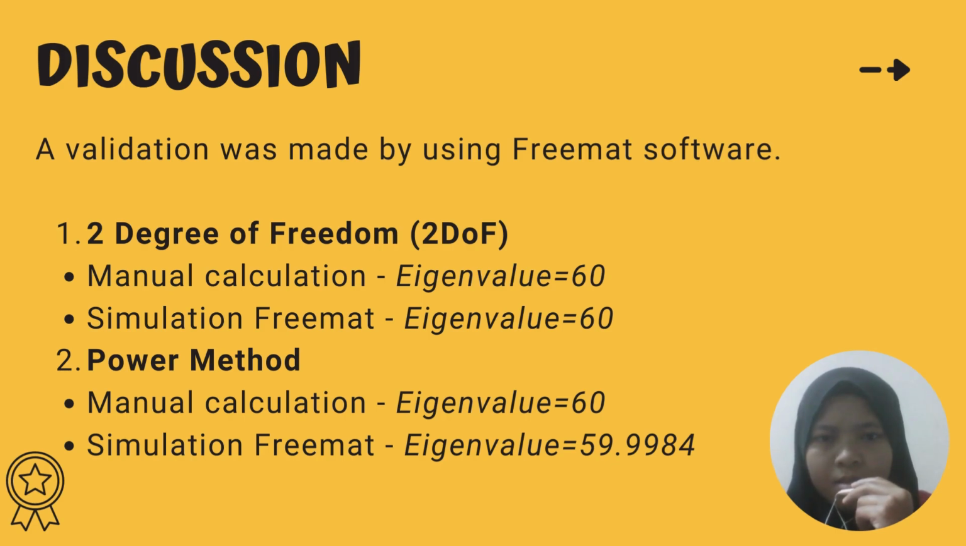The result of the eigenvalue, which is lambda, by using 2 degrees of freedom is equal to 60 based on manual calculation, and the value is validated by simulation. By using the power method, the manual calculation result of the eigenvalue is equal to 60, while the simulation pre-made result is 59.9984, which is nearly 60.